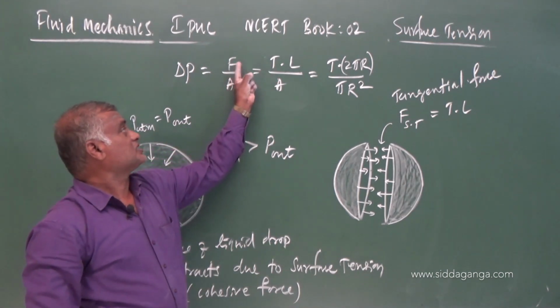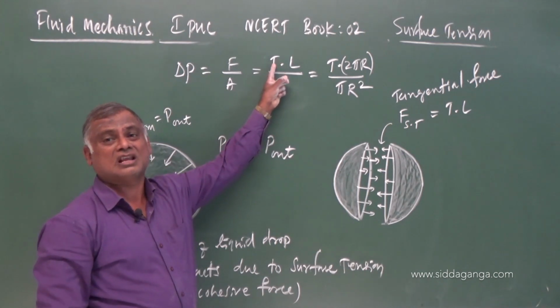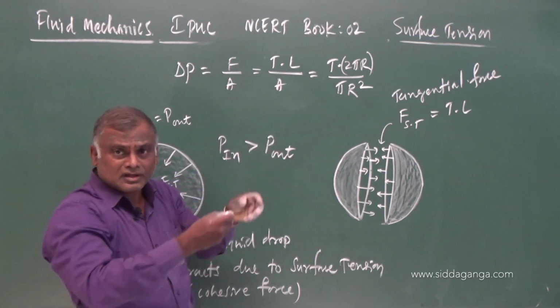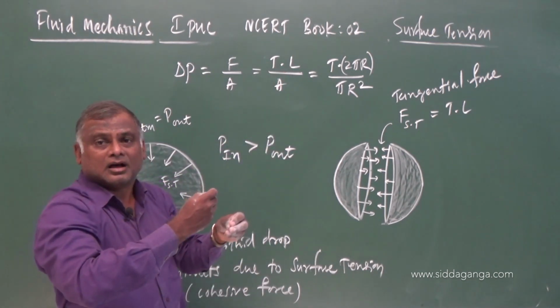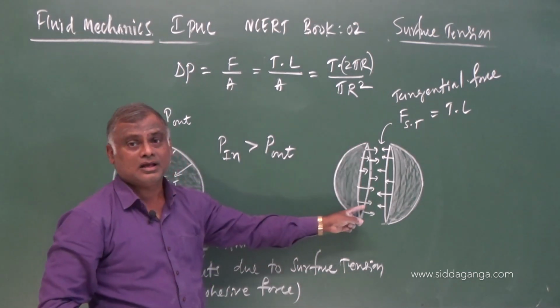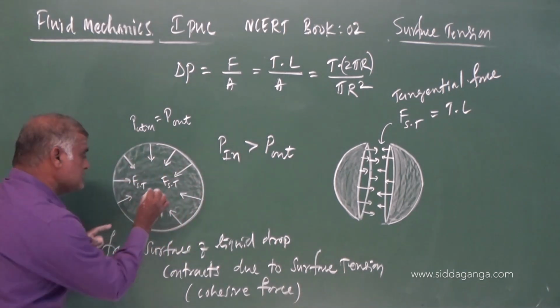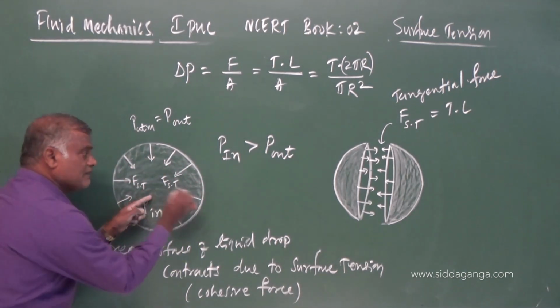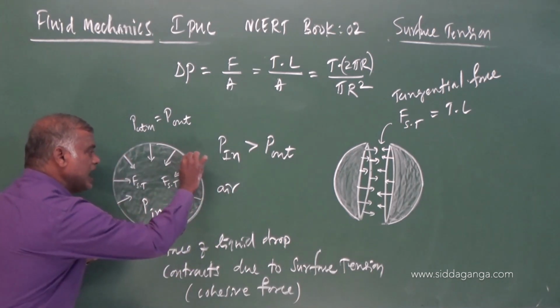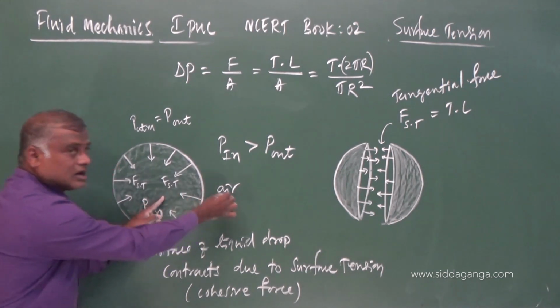Surface force due to surface tension is T into L. T is the surface tension of the liquid, L is the length of the circumference, and the length of the circumference is 2 pi r. And here I have only one interface. This is liquid inside, and outside it is air. I have only one interface between liquid and air.